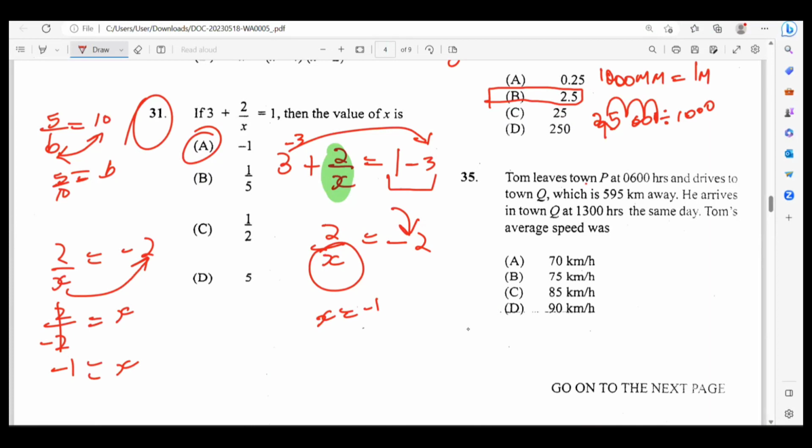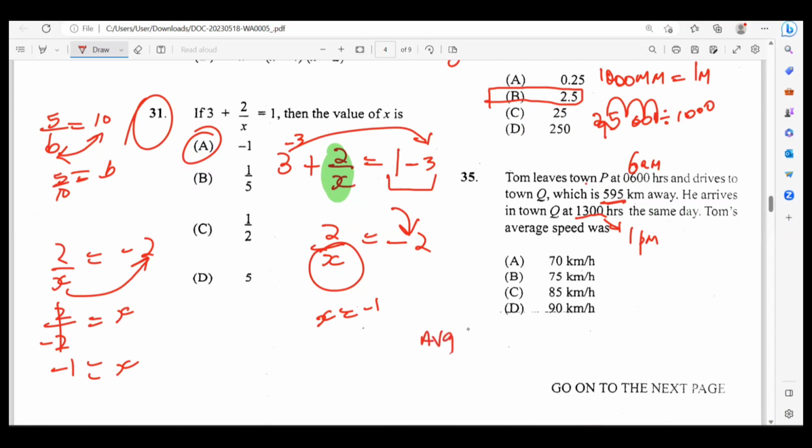You want to understand what 6 means. 6 means 6 a.m. And 13 is equivalent to 1 p.m. that same day. So it's like from the morning till that time. So you could check. Now, average speed is total distance over total time. So we have the distance and you have the time, so you can find it.